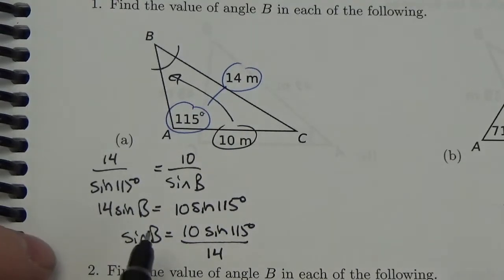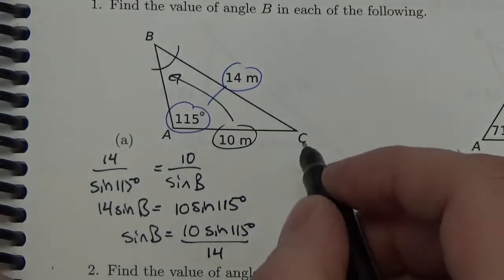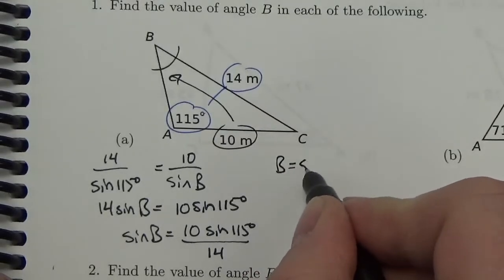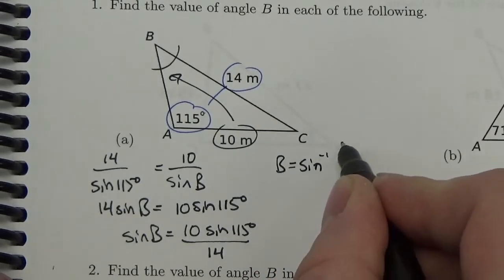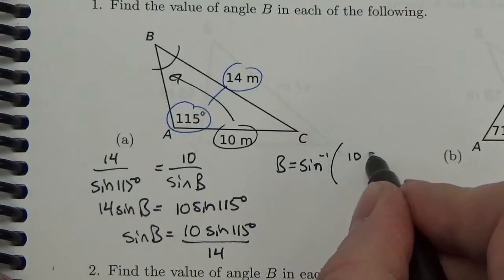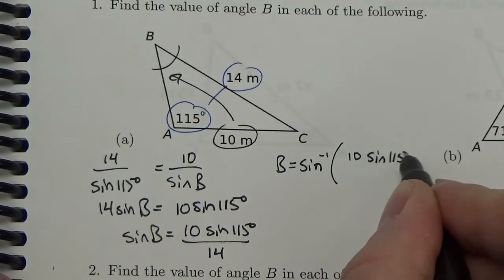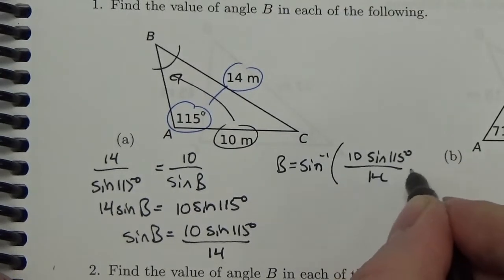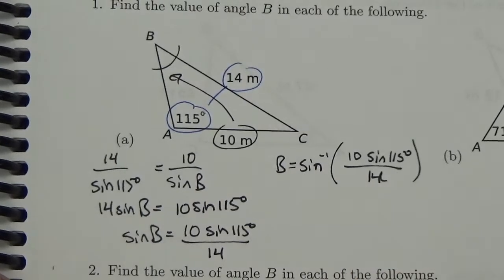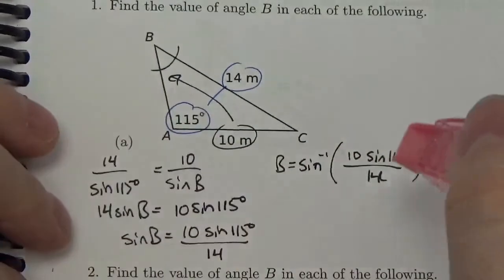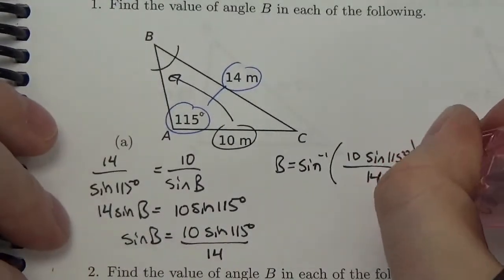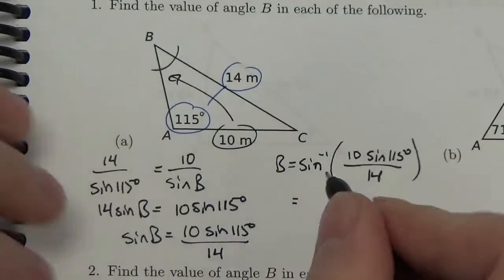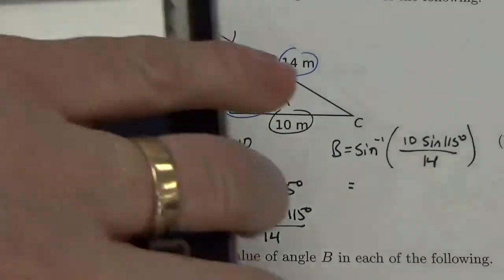The last thing I have to do is get rid of this sine and figure out what B is. So B is going to be equal to the inverse sine of that whole expression: 10 multiplied by the sine of 115 over 14. I have a little tail on my 14, so I'm just going to get rid of that. That looks way better. Okay, now let's plug that into my calculator.